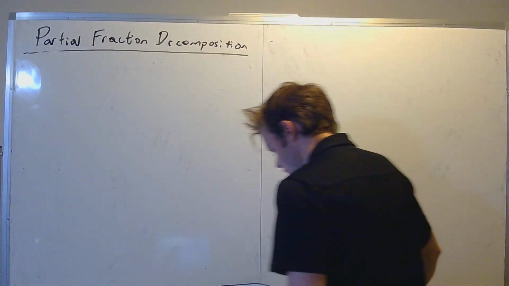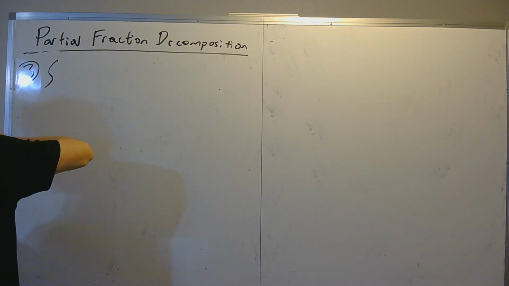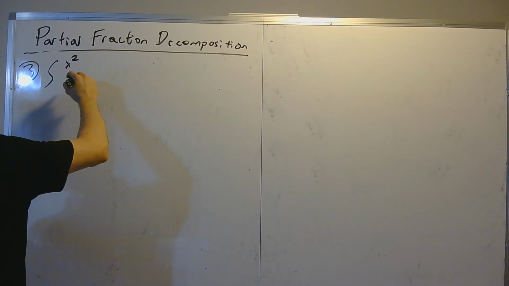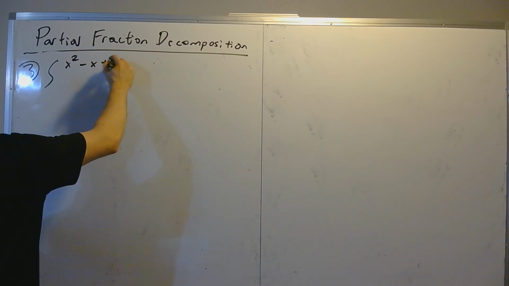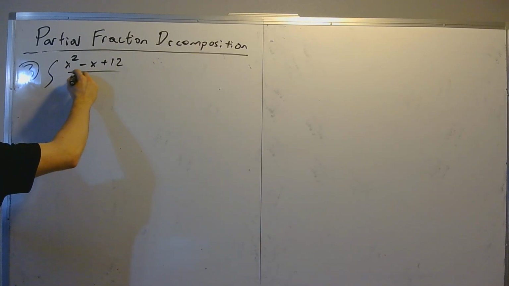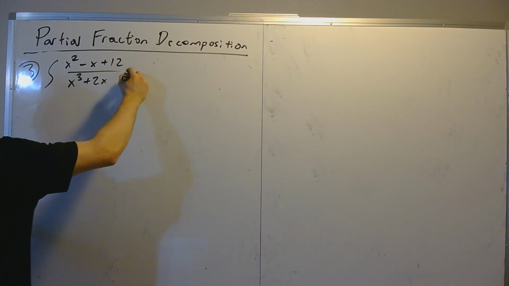So example number 3 is going to be the integral of x squared minus x plus 12 over x cubed plus 2x dx.